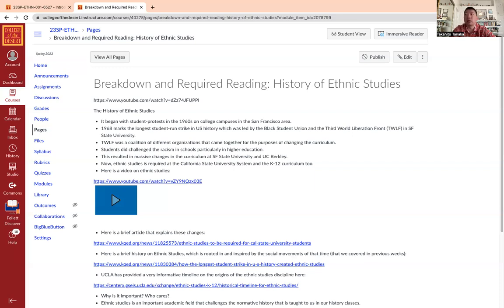And so the history of ethnic studies plays a big role in this because it comes from us. It comes from students like us who literally were saying to the administration that things needed to change. And this is why you're in this class today. I think it's really important to understand how students like ourselves were able to change the curriculum and change how higher education is thought of and approached.